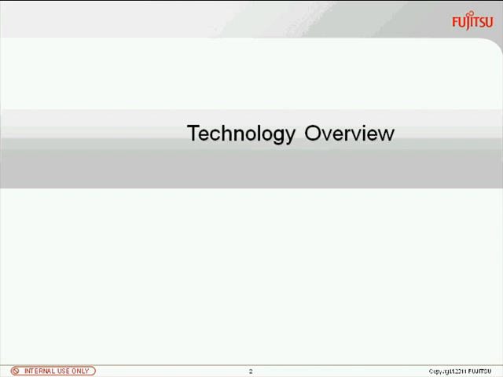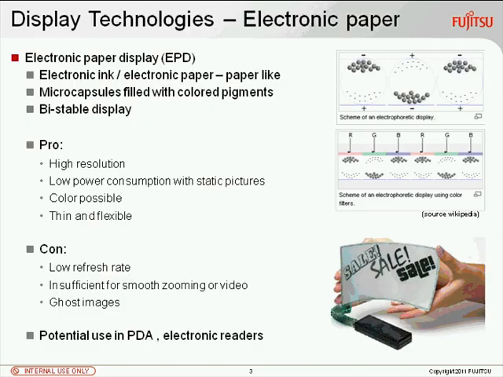with the technology overview. So I put together different technologies, and let me start with technologies that are so-called bistable technologies. What means bistable? Bistable means, for example, when the pixel is white, it doesn't need energy to keep white. It only needs energy to be switched from white to black. But if it's then black, it also doesn't need energy anymore.